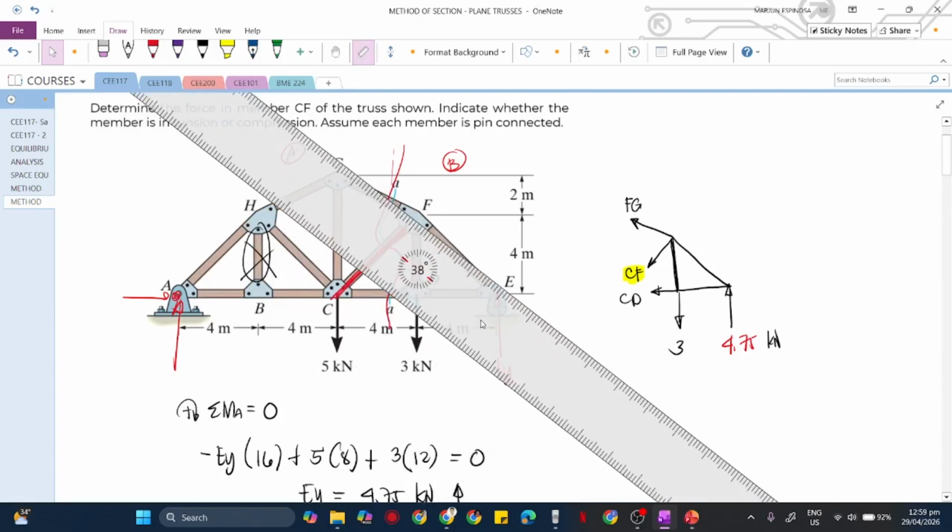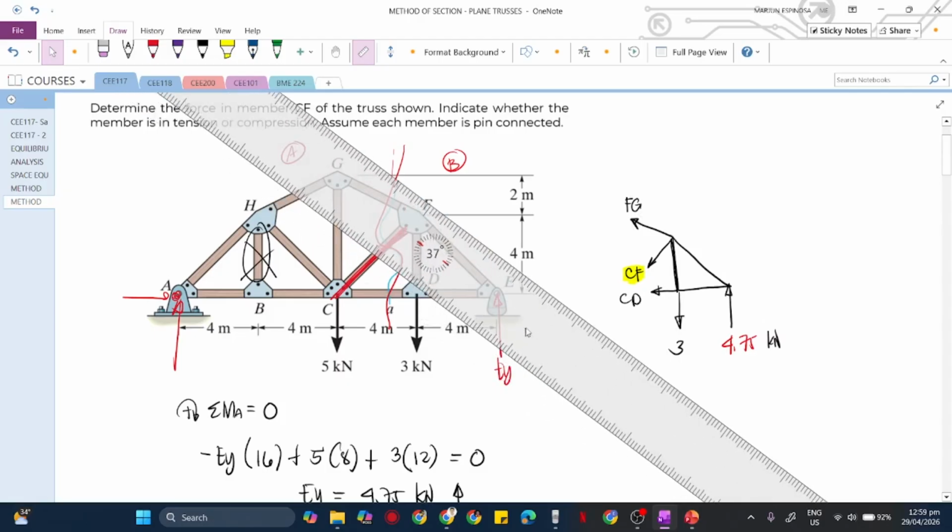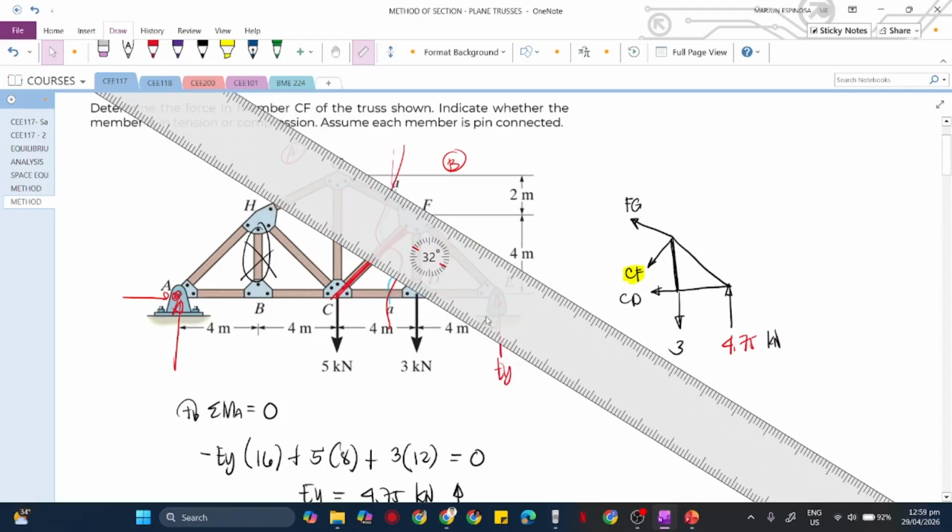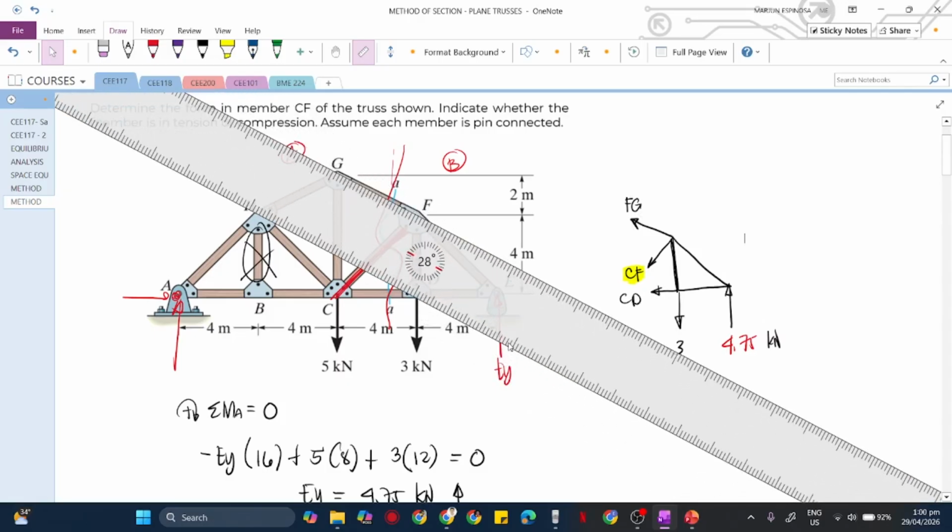Ah, pwede tayong summation of forces along Y, so makukuha natin yung CF, no? Pero meron tayong unknown din sa CFG, no? And then, kung magsusummation tayo ng forces along X, tatlong unknowns din yun, di ba? So, actually, pwede ganun. Pero may isang mas madali na process dito.